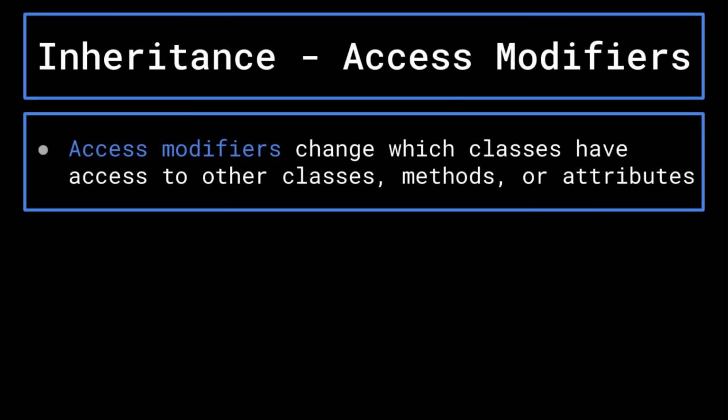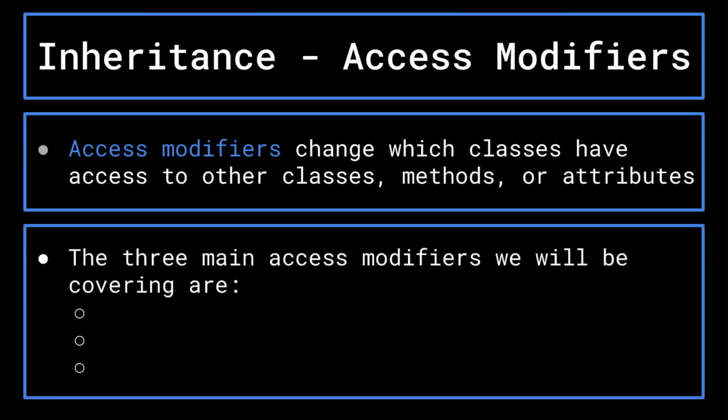The next important topic to cover in terms of inheritance is the access modifiers that change which classes access which attributes, methods, or even classes as a whole. There are three main access modifiers that we will be discussing: public, private, and protected. Let's begin with the public modifier.